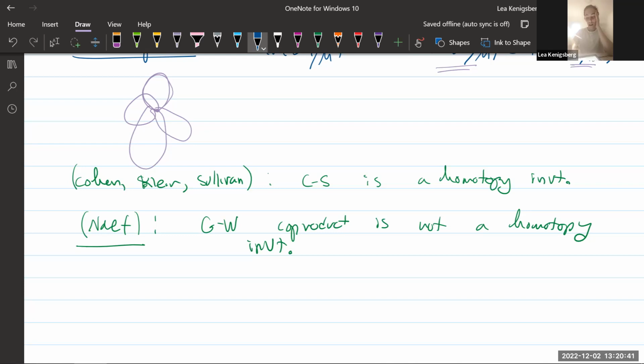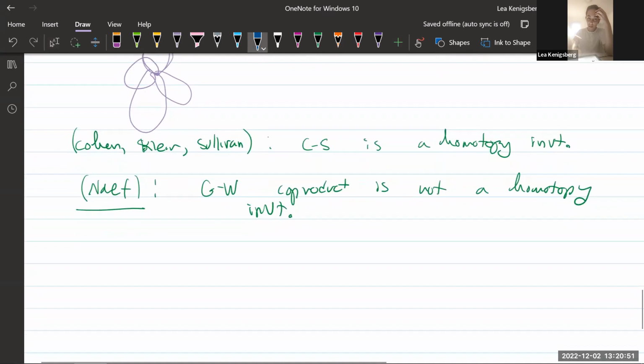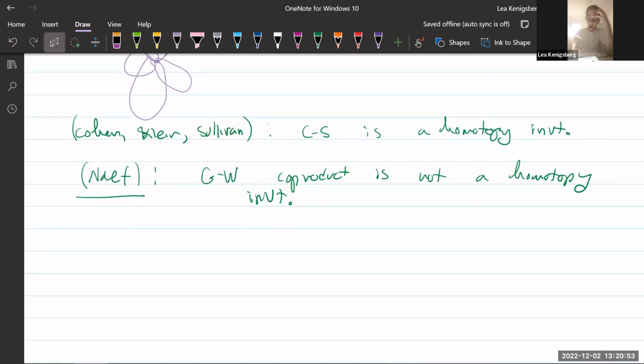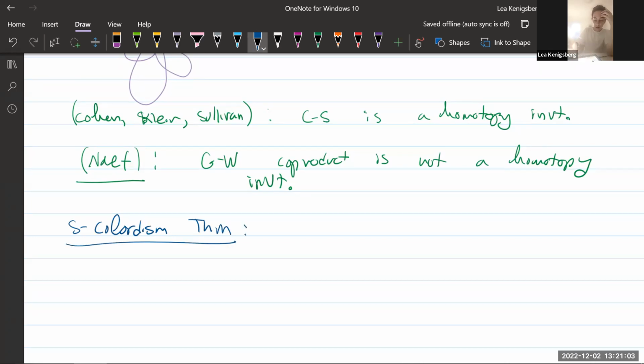And this has to do with the Whitehead torsion. I won't define the Whitehead torsion, but let me just give you some geometric intuition for what it is via the h-cobordism theorem. Any questions?